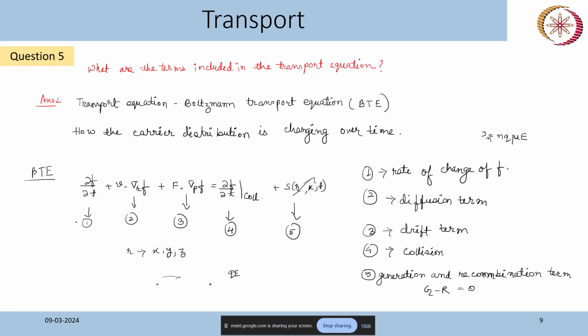In many materials and textbooks, you may get these as four terms in the BTE. We can neglect the generation recombination term if there is no generation and recombination, and then the BTE will have four terms. The first term is the rate of change of the carrier distribution. The second term is the diffusion term. The third term is the drift term. And the fourth one is the change in the distribution function due to collision.